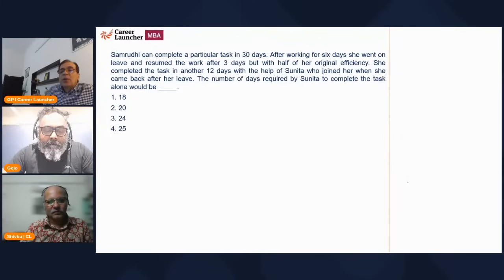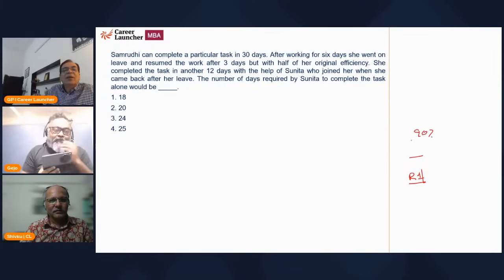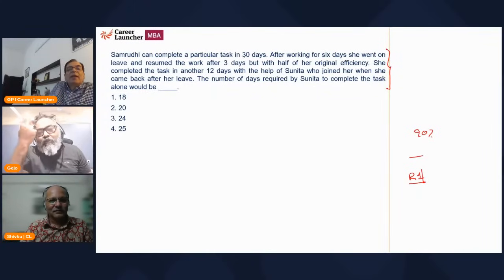ये तो पढ़ते पढ़ते हो गया यार. What is the accuracy here, Shipku? 90%. 90% ना, very good. This was a 30. जितना टाइम पढ़ने में लगा उतने टाइम में सवाल हो गया. I'll just tell you इसमें क्या था. With 70% attempt, so it was pretty good.